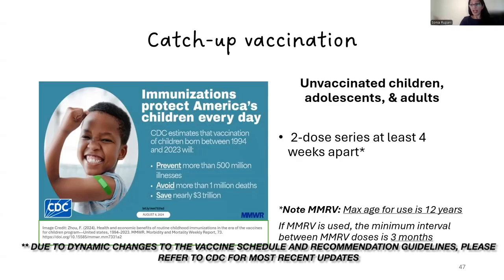Also, the vaccine is a live vaccine, so it cannot be given to pregnant women. Other contraindications are an allergic reaction to the first dose or to a known component of any of the ingredients of the vaccine, being pregnant, or being immunocompromised. So those are some common contraindications for the vaccine. But otherwise, the recommendation is two doses, at least 4 weeks apart, if we're doing a catch-up.